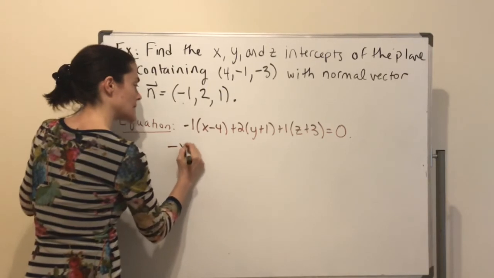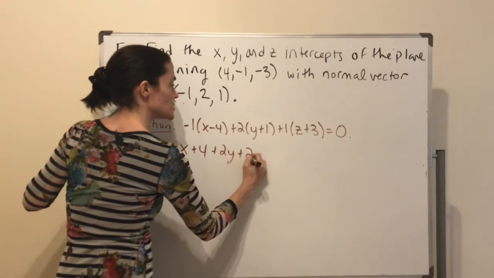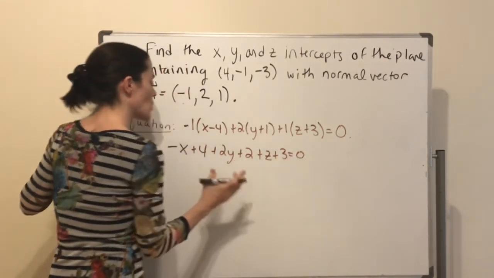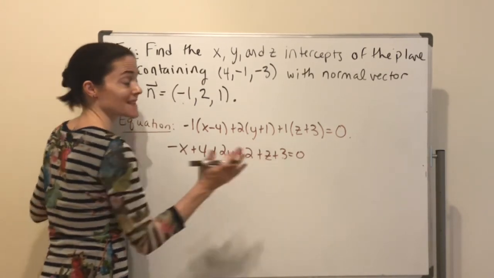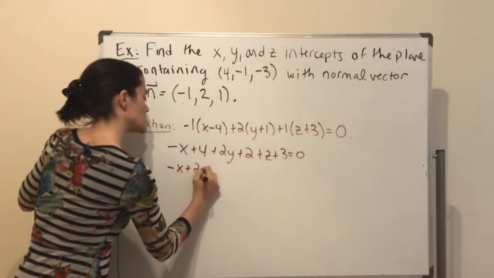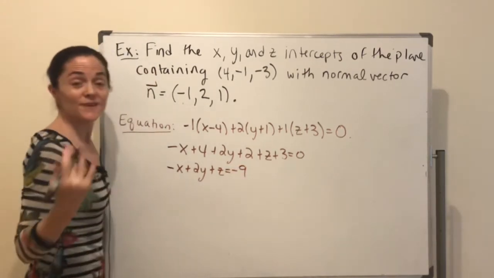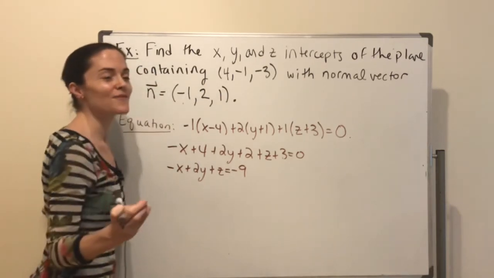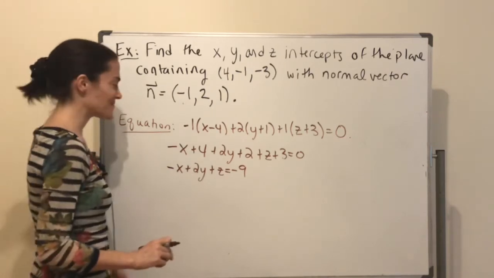So we have minus x plus 4 plus 2y plus 2 plus z plus 3 equals 0. Or if I bring this, let's see, 4 plus 2 plus 3, this 9, to the other side, I get minus x plus 2y plus z equals negative 9. And for example, like we were just discussing, just looking here, you can read off the normal vector, minus 1, 2, 1. Okay, very nice.